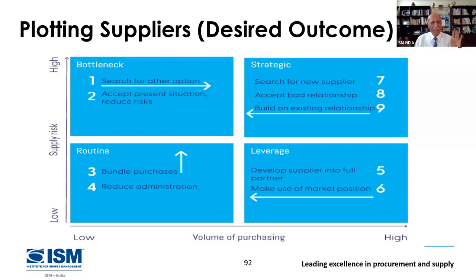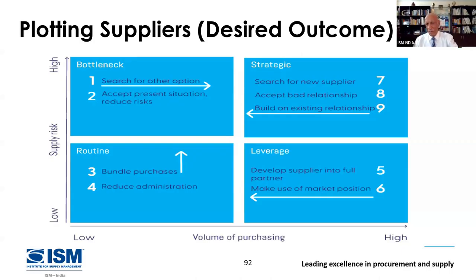The second option could be that you accept it, let it happen the way it is. But then how do I reduce the risk? The main thing is I want continuity. On the strategic side, it is very critical: search for new suppliers, accept a bad relationship, build on the existing relationship. Leverage: develop the supplier into a full partner and make use of the market. Because here the risk is very low, you have choices available, and the volume is big. And the last one is low risk.